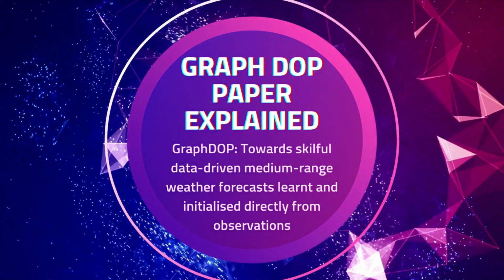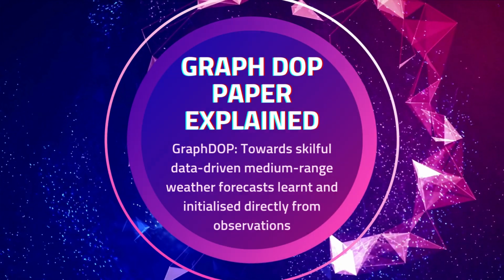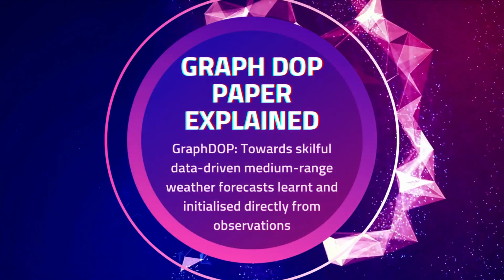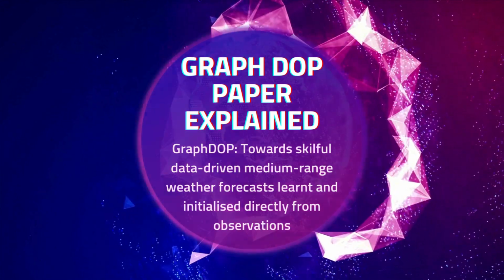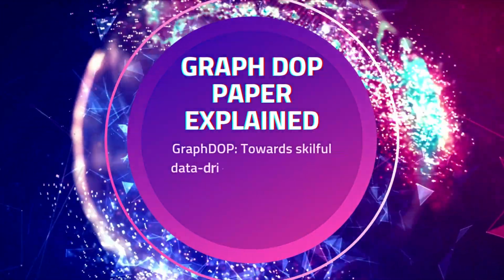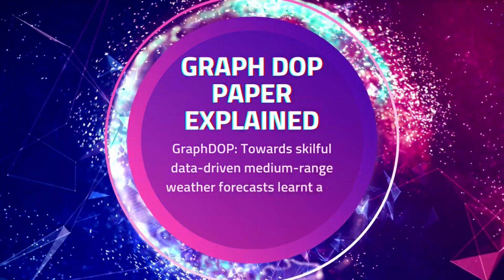Wait, ERA5, isn't that a reanalysis data set? It is. I thought the whole point was to move away from those. You're right to point that out. But it's important to note that ERA5 was only used for quality control. They were very careful to make sure that it didn't actually influence the model itself. Got it. It was more like double-checking the observations against a reliable reference point.